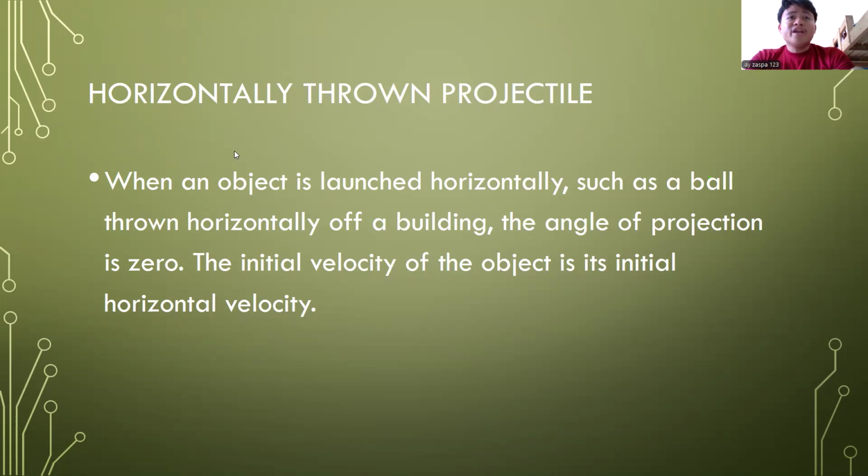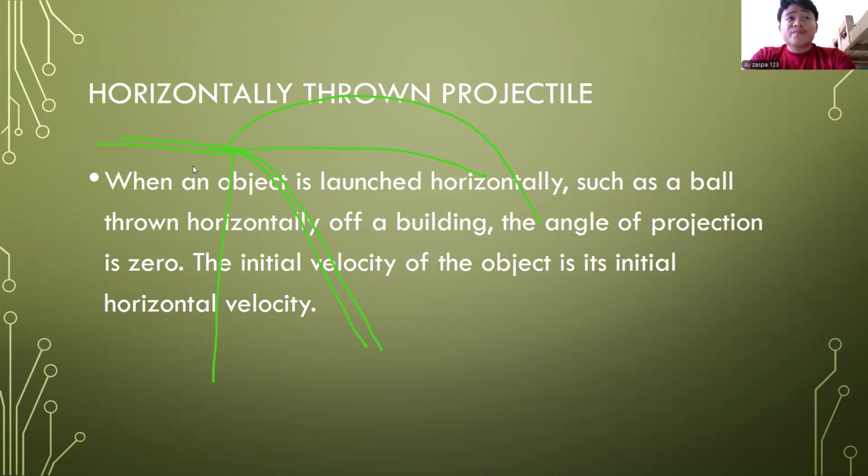Okay, look at this. When an object is launched horizontally, such as a ball thrown horizontally off the building, like for example, this is the building, the angle of projection is zero. So there is no projection, because a projection looks like this, bang, right? That's the projection. But when it rolls off and goes down, there is no angle of projection. So your angle of projection is zero.